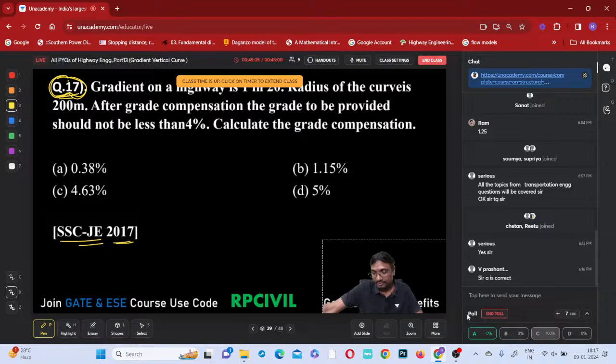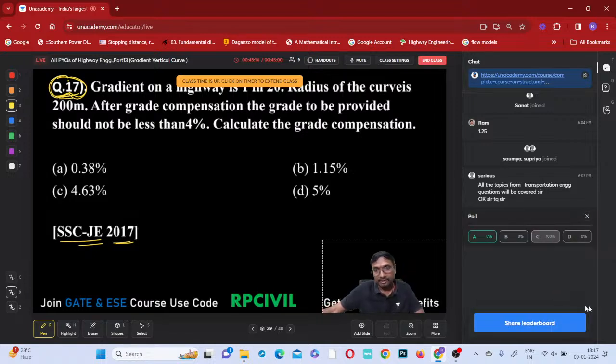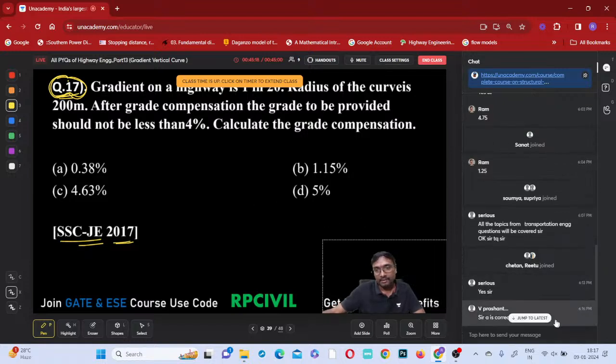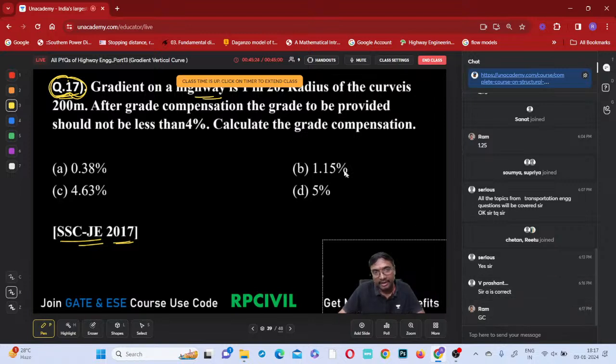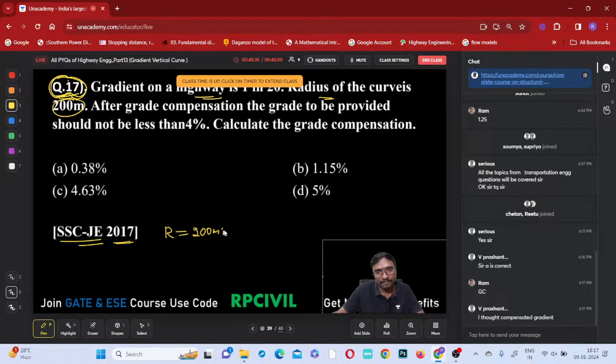Check it. What is asked, do you check it, everyone? Which one is asked, you can say? Gradient on a highway, right? Curve is 200 meters, right? What is the radius of this curve? You can say that radius of this curve is 200 meters.